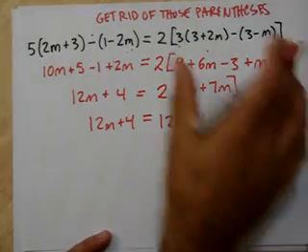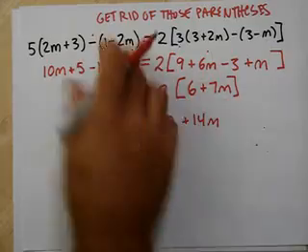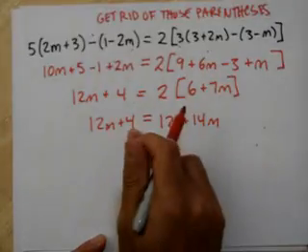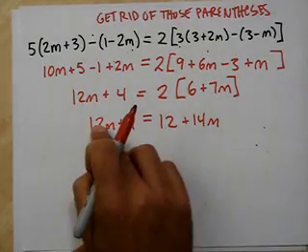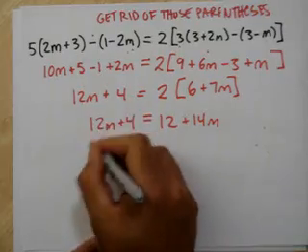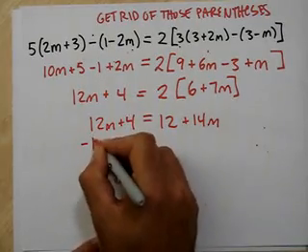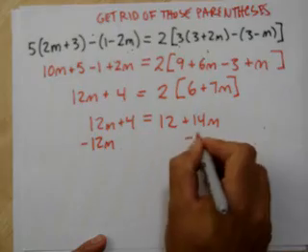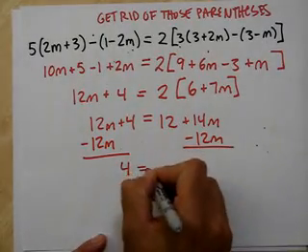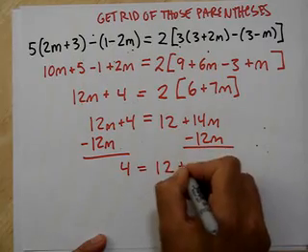Now I want to get all my m's on one side. Finally, I've got all these m's together, and I've got all these m's together. And I can choose whatever side I want to put the m's on. A lot of people choose to get rid of the smaller one so that they can deal with positives. So that's what I'll do. I'll get rid of the smaller one. So I'll subtract 12m from both sides. End up with 4 equals 12 plus 2m.